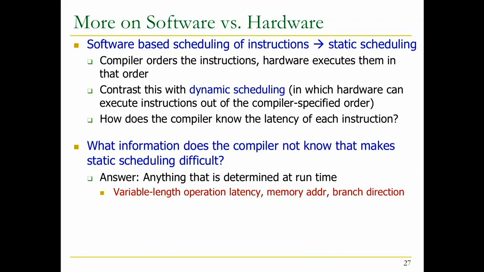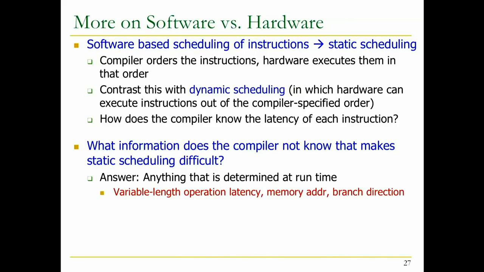Memory address is also something that the compiler doesn't know because it's dependent on the values, right? And memory address could be useful in scheduling instructions. So, for example, if you want to order an instruction above another instruction, and if you have a load instruction and a store instruction, the compiler needs to decide whether it can order the store instruction and have it execute first.